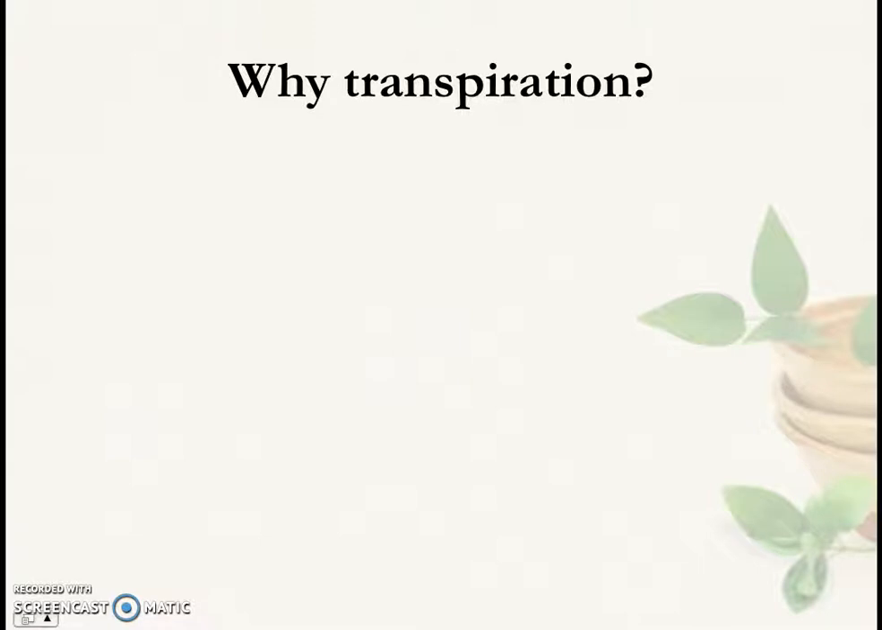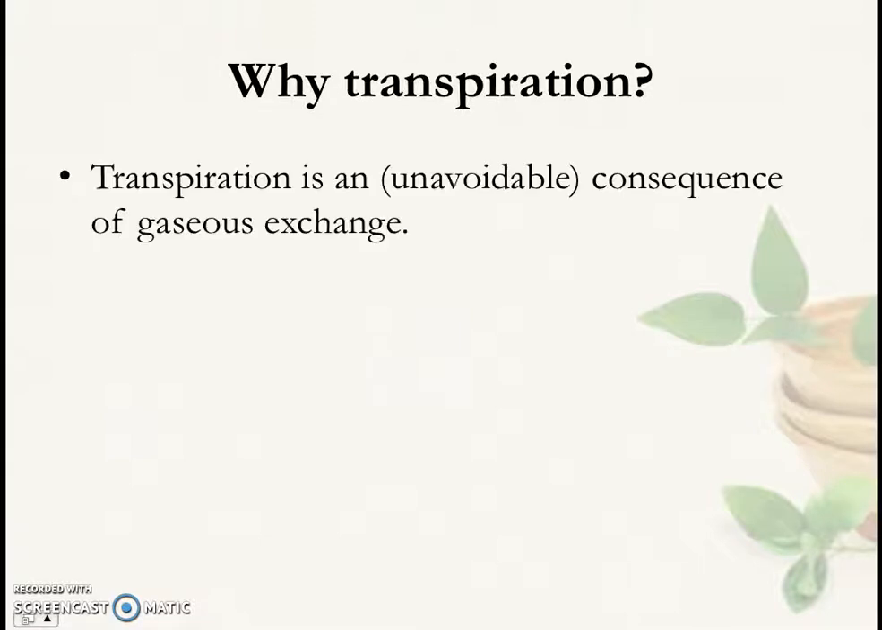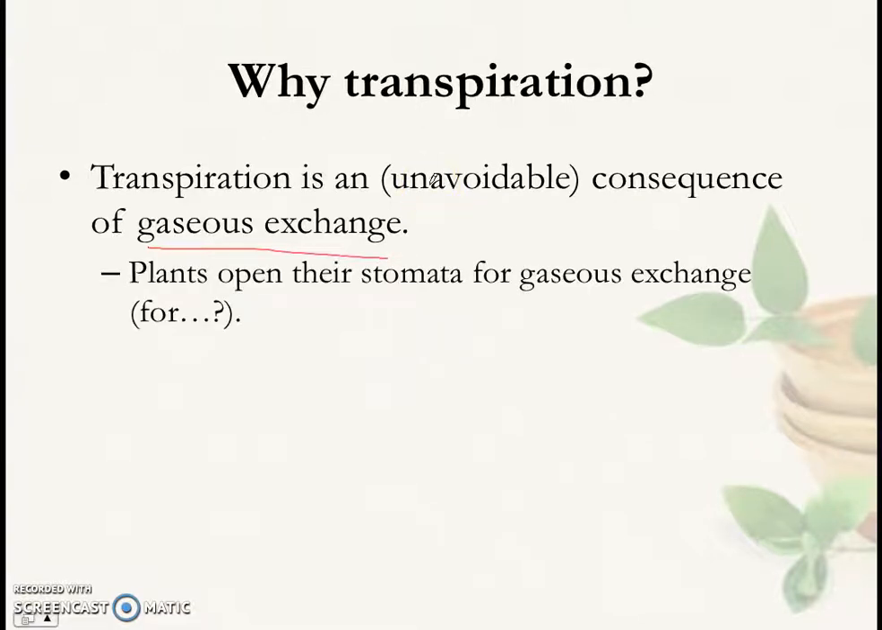You see, transpiration is an unavoidable consequence of gaseous exchange. Gaseous exchange here refers to the exchange of gases between the plant and its environment. And you should remember that plants do this by opening up their stomata. So they open up their stomata to exchange gases with the environment. Do you remember what that is for? Why do plants need to exchange gases with their environment?